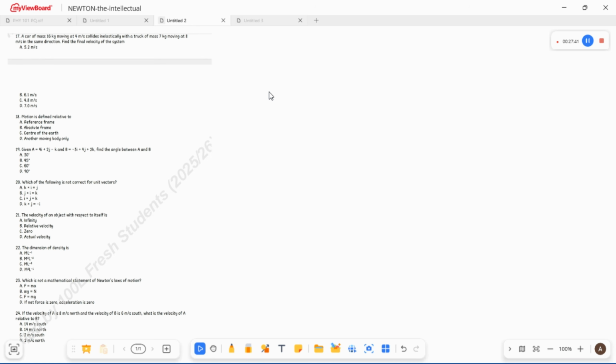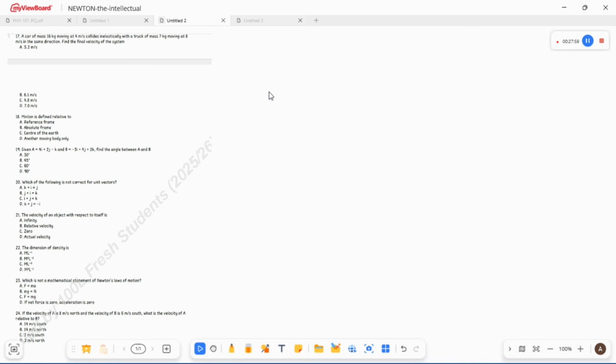Question 17. A car of mass 16 kg moving at 4 meters per second collides inelastically, that's a key word, inelastically, with a truck of mass 7 kg moving at 8 meters per second in the same direction. Find the final velocity of the system.